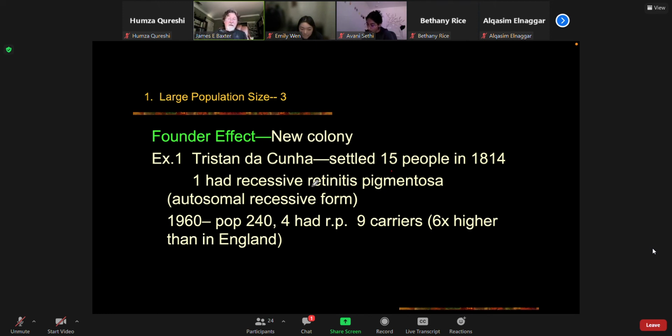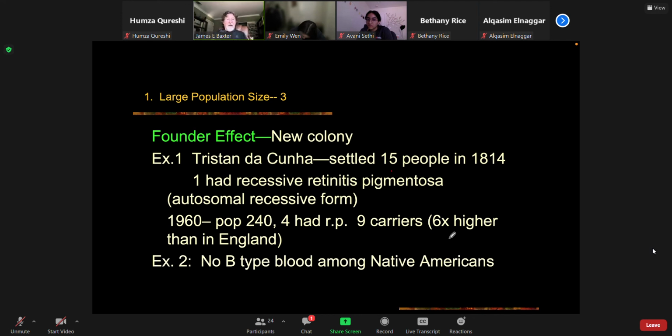And so by 1960, there was a study that the population of the island was 240, and most of those individuals were descendants of these original 15. And therefore, among these, 4 of them had retinitis pigmentosa. In other words, they were homozygous recessive. 6 of them were heterozygous. And this allele frequency for this recessive allele is 6 times higher than what it was in the original population in England from which these colonists were derived. And so this is founder effect, genetic drift, and the founder effect.